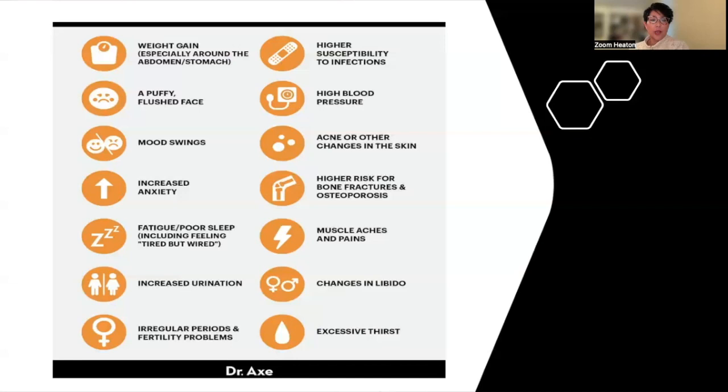You have mood swings where you're just so unhappy and nobody is happy around you. Increased anxiety, you're tired more, you're not sleeping as well, so this tired but wired feeling. You're going to the bathroom more, you have irregular periods, or you have fertility issues. You're more susceptible to infections.